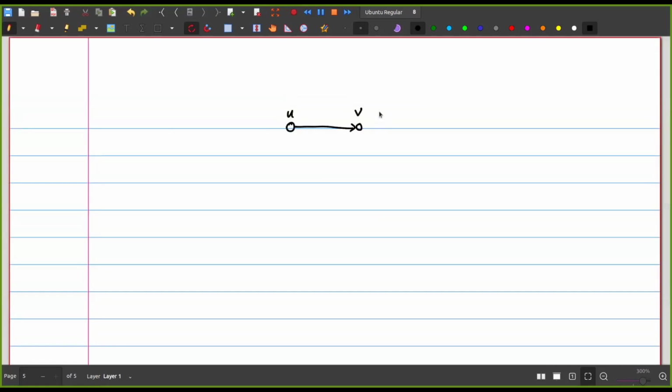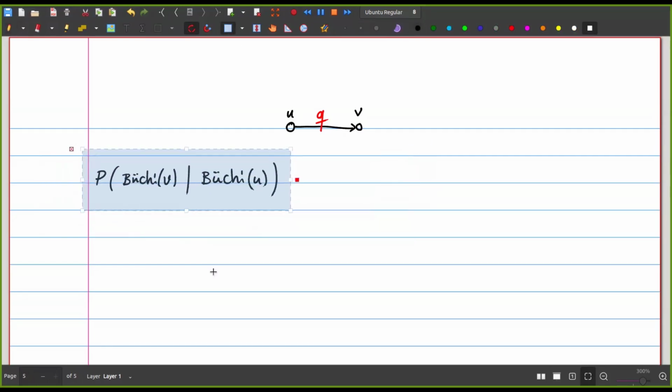So let's say I have this edge from U to V, and it has some probability. Let me call that probability Q. Okay. Here's what I'm interested in. I'm interested in the probability that I see V infinitely many times. So the probability of Buki of V conditioned on that I've seen U infinitely many times. So Buki of U. This is what I want to compute. Okay. So first of all, conditional probability only makes sense if this second part, the condition, has non-zero probability. So I'm just going to assume that.